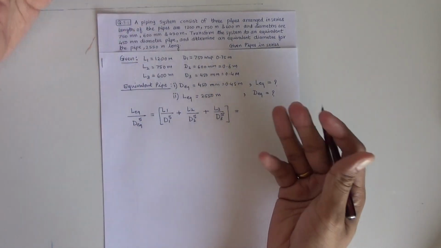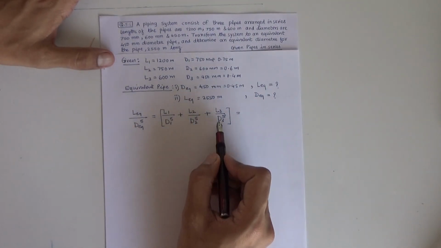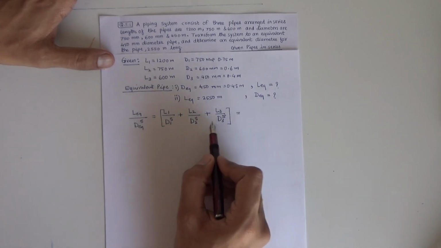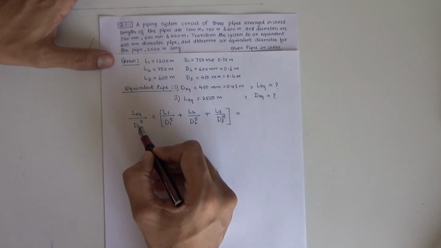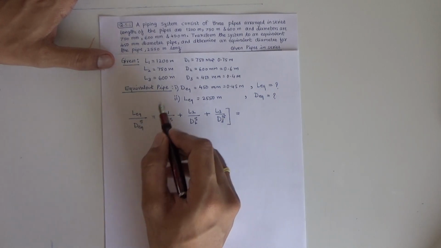I think I need not discuss anything more about this. You just have to put in all these values, and you will get a constant value here. Now you have this value. If you have the diameter, you will get the length. If you have the length, you will get the diameter. So both can be solved.